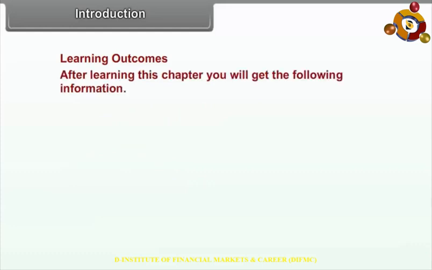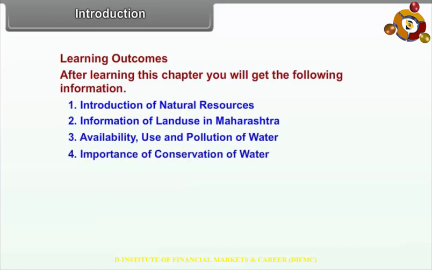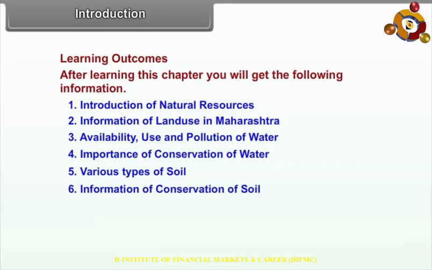Learning outcomes. After learning this chapter, you will get the following information. Number 1. Introduction of natural resources. Number 2. Information of land use in Maharashtra. Number 3. Availability, use and pollution of water. Number 4. Importance of conservation of water. Number 5. Various types of soil. Number 6. Information of conservation of soil.